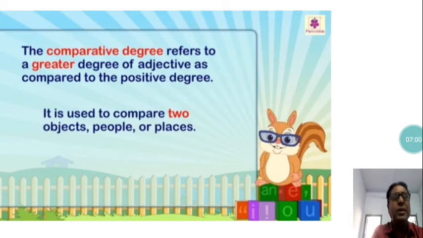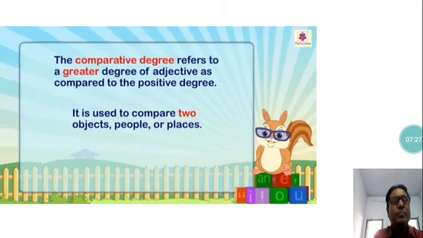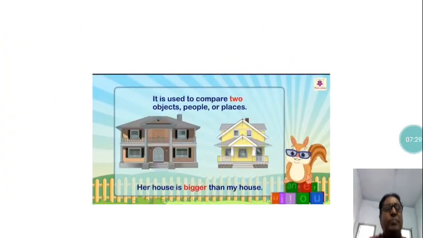The comparative degree refers to a greater degree of adjective as compared to the positive degree. It is used to compare two objects, two people or two places. Comparative degree is the second form of degree. So let us learn in what way you can see that.